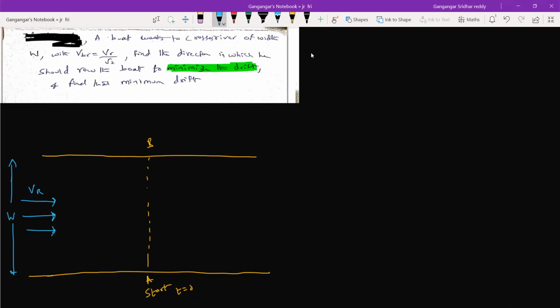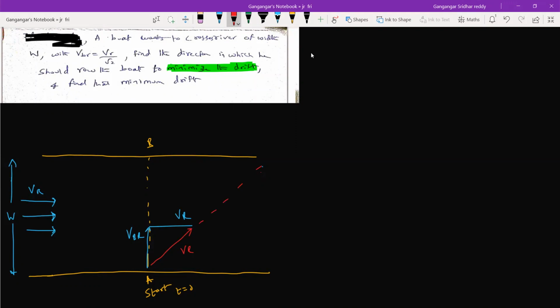We'll determine. So we'll do one thing. We don't know anything. Okay, let him row the boat with Vbr. Then the river current will push him. He will reach here, no? Is that okay? Fine. Sir, this will be our answer.